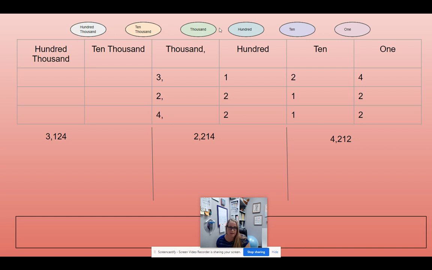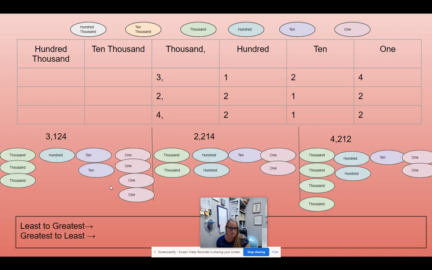Again, you'll notice that I have my place value discs at the top, and I'm going to model each one of these numbers with my place value discs. So when I do that, it's going to look like this. So you are able to see for this first one, I have 3,000, 100, 2 tens, 4 ones. My next one, 2,000s, 200s, 110. Oops, I messed up. There should be 4 ones right here. And then my last one is 4,000s, 200s, 110, and 2 ones.